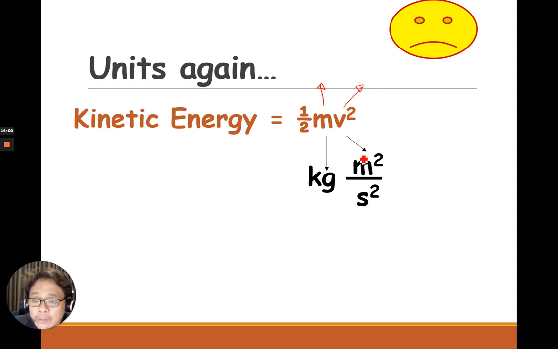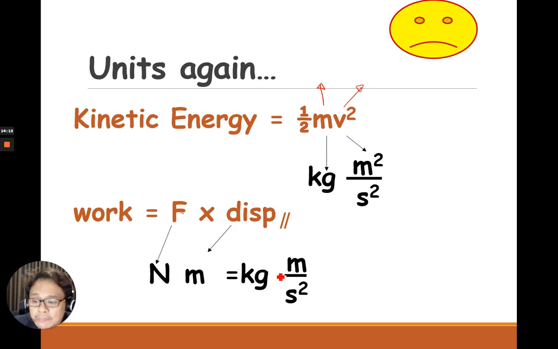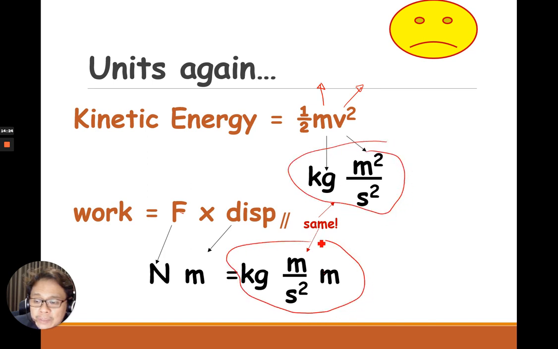When you square velocity, you get meter squared per second squared. And we know that work is force multiplied by displacement. So Newton times meter gives you kilogram meter per second squared multiplied by meter. So they are the same, right? You see that these two will have the same set of units.